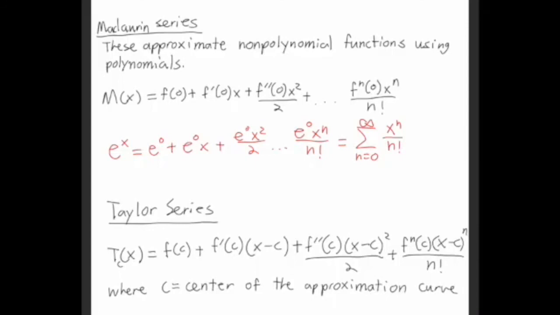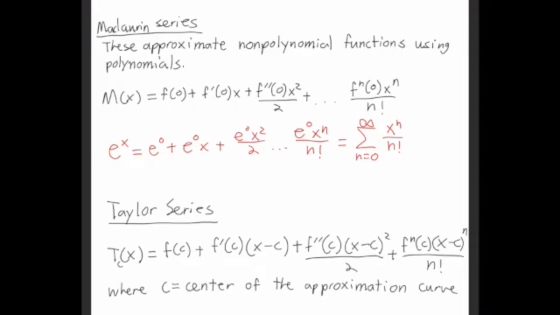So for example, if we do this with e, e^x is equal to e^0, which is 1, plus e^0 times x, plus e^0 times x^2 divided by 2, all the way up to e^0 times x^n over n factorial. So we can rewrite this as a series. It's the series from 0 to infinity of x^n over n factorial.